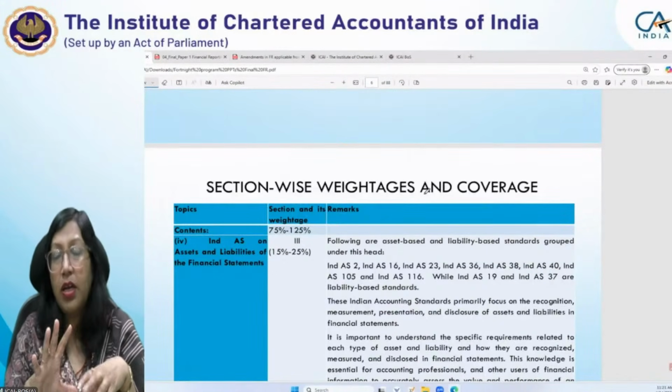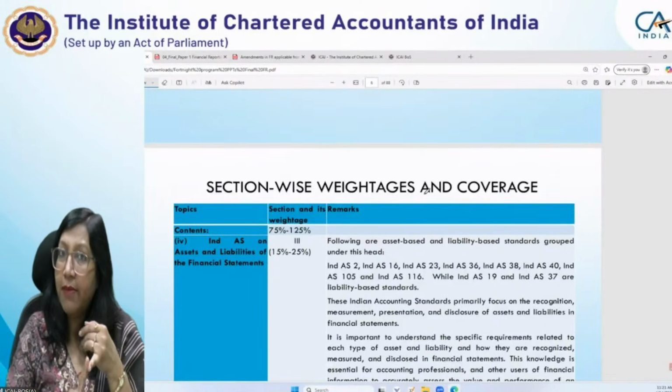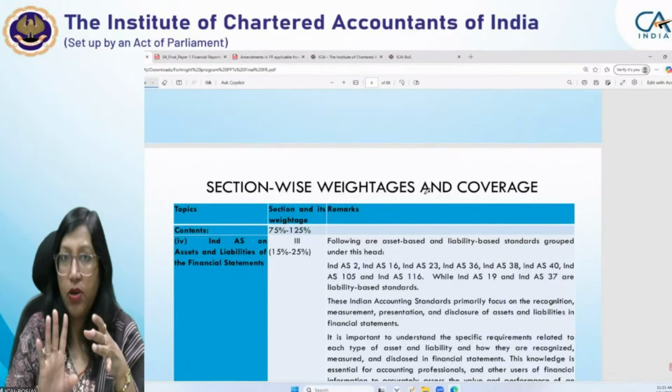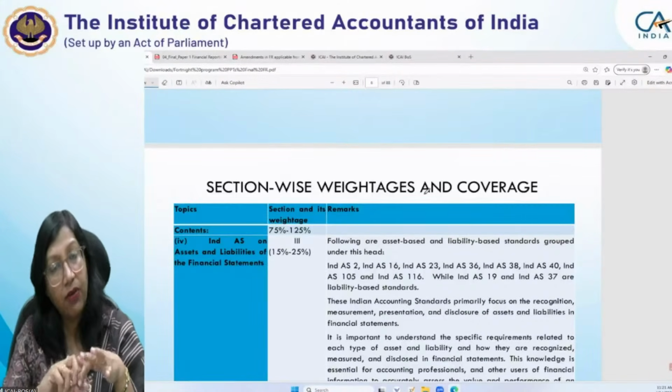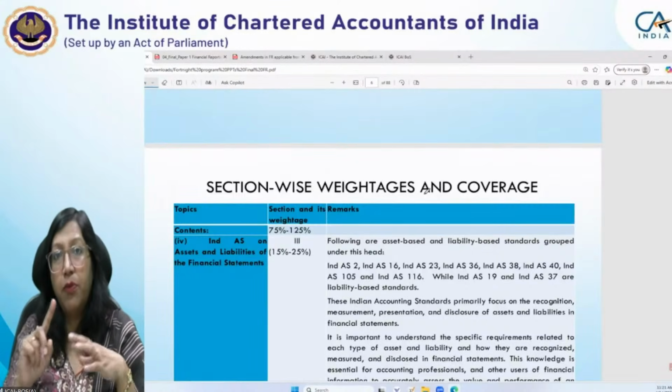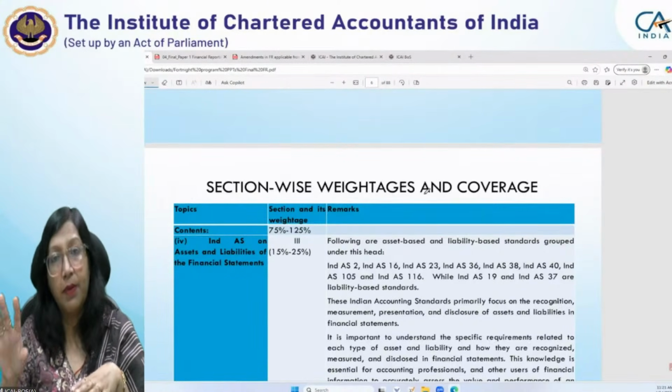So in total it will be somewhere around 20 to 24 marks of questions from this topic. So one question from liability and 2 questions from assets, for sure it is going to come. We have only 2 standards for liabilities, Ind AS 19 and Ind AS 37. So you have to prepare both; one may come in your descriptive part, one may come in your objective part.